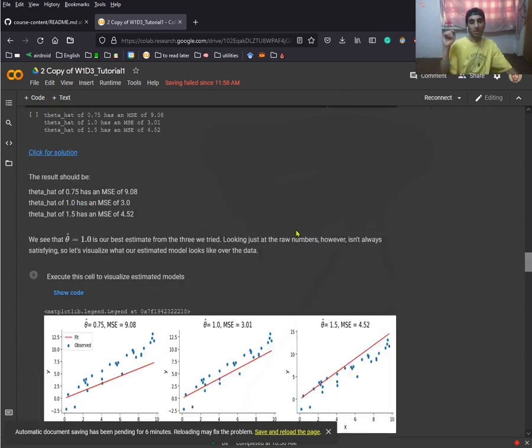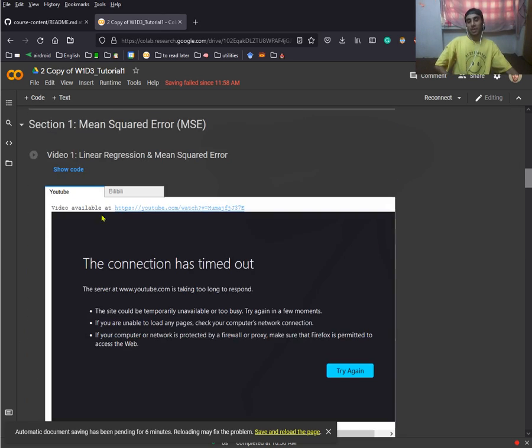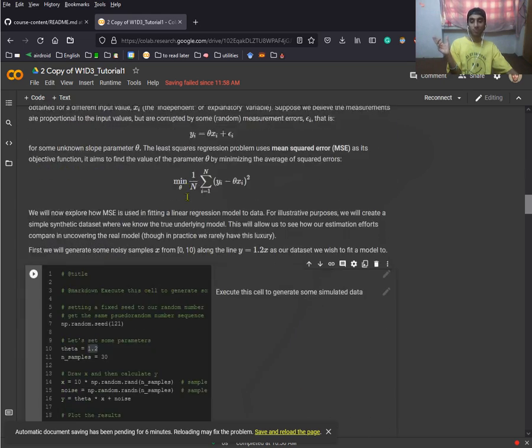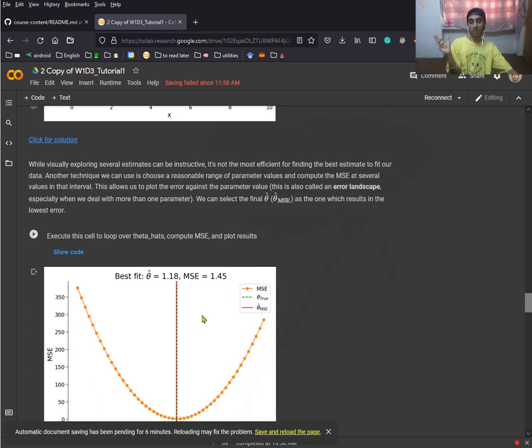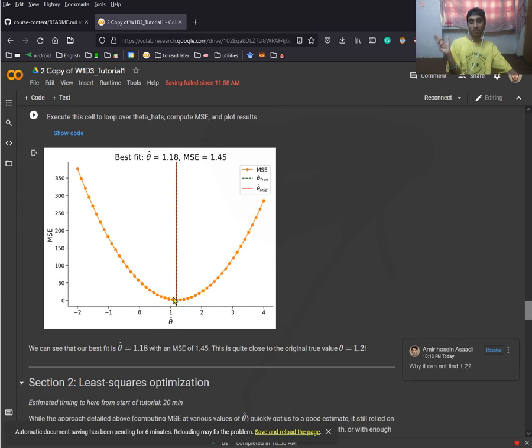Okay, this is the first step. In this step, we learn a tool which is called mean squared error, which gives us a measurable and mathematical way to find the lowest error possible. We generated different lines with different slopes and find the lowest MSE.